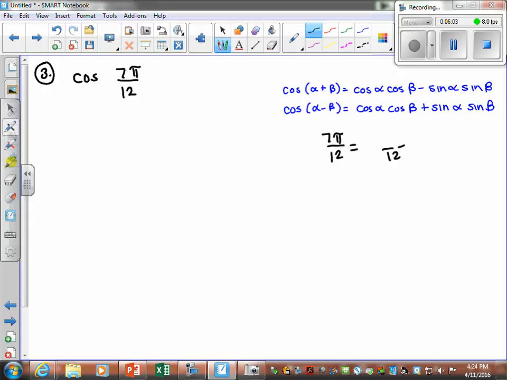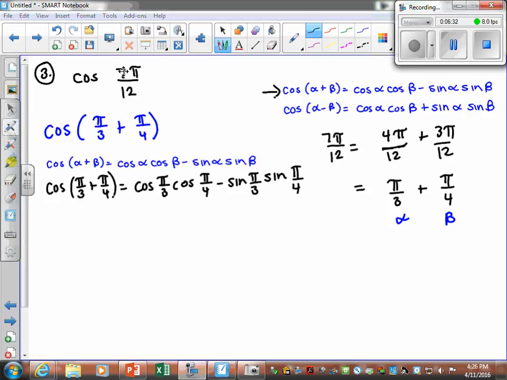And I'm going to put them both over 12 and pick, let's do 4 pi plus 3 pi, because when they simplify, that's just going to be pi over 3, which is on the unit circle, and so is pi over 4. So I'm going to let this be alpha and this be beta. So rewrite it and write your formula over here like we did on the last problem.